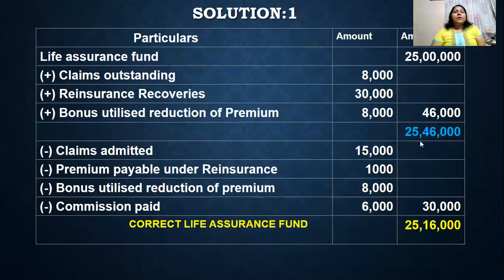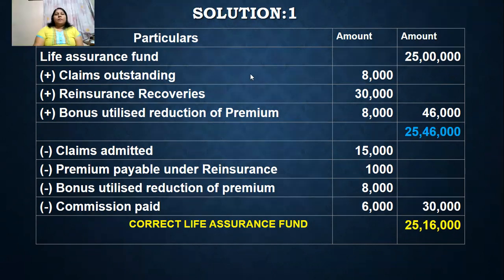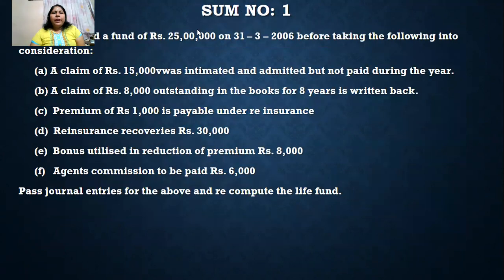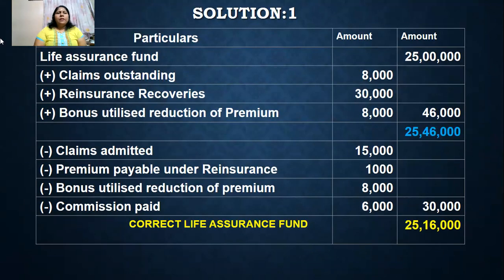Now look at the slide, how I prepared this solution. I have three columns: particulars, amount, and amount. First, I write here life assurance fund. What is given in the problem? As per the problem, 25 lakhs. That same amount I write here. Then I should add the claims outstanding, reinsurance recoveries, and bonus utilized in reduction of premium.